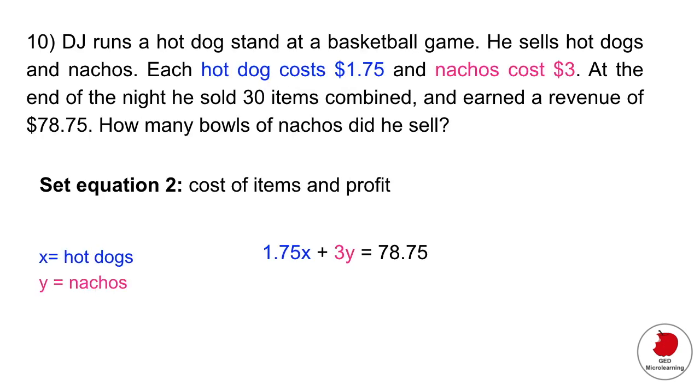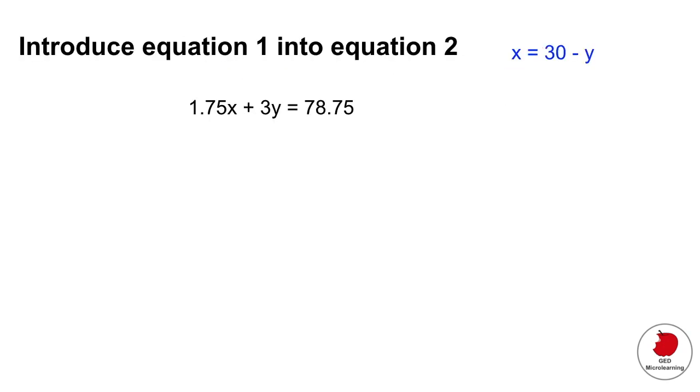So here you want to set the cost of the items and the profit. So they're telling us in the question that the hot dogs cost $1.75. So we're going to multiply that by X, which is the number of hot dogs, plus 3 multiplied by Y. So the 3 represents the cost of the nachos, and the Y represents the number of nachos sold. And all of this is going to be equal to the total revenue, which was $78.75.